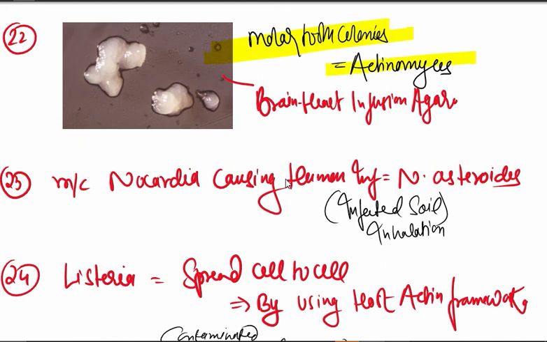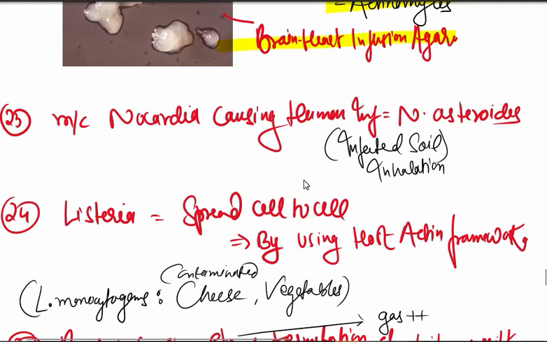Next one, this is the molar tooth appearance of the colony, Actinomyces. This is in brain heart infusion agar. The most common Nocardia causing human infection is Nocardia asteroides. It comes from infected soil, and the route is inhalation.